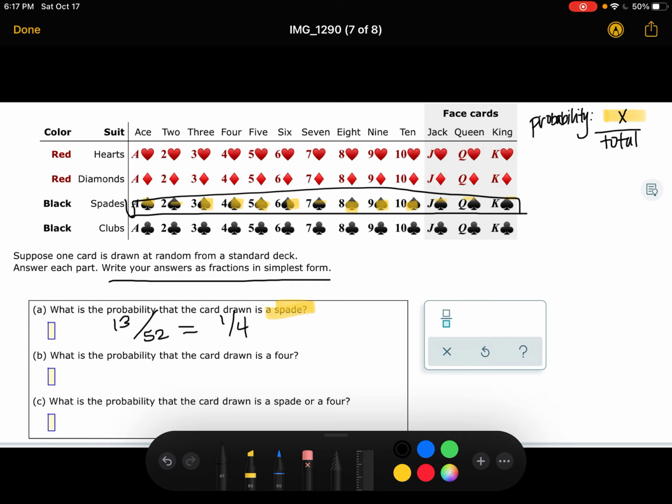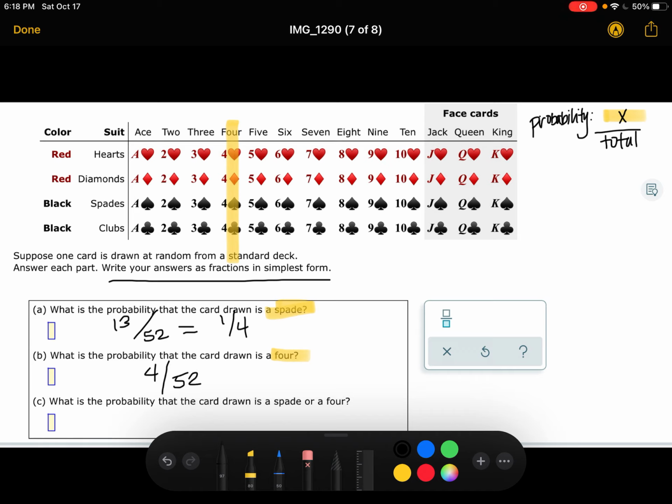Okay. And it says, what is the probability that the card drawn is a 4? So I'm going to erase all this. And the x, what I'm looking for, is a 4. So you're going to say, well, how many 4s are there in a deck of cards? There's 4 of them, right? So you say 4 over 52.